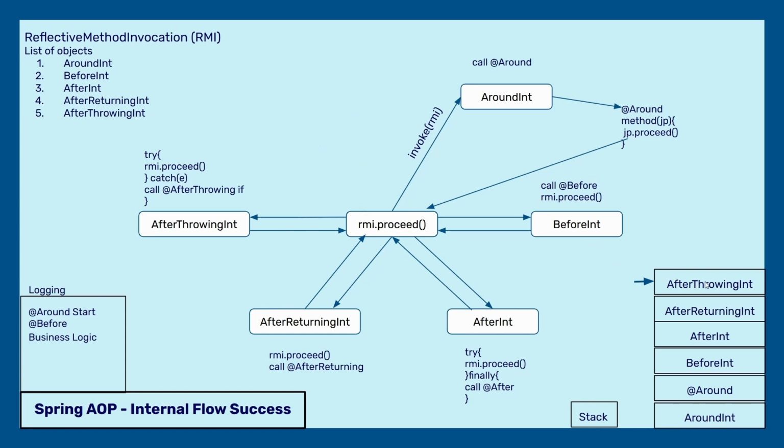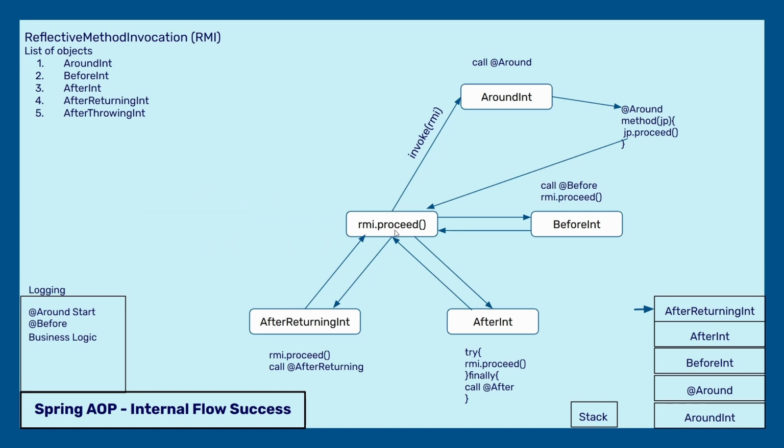Now the execution takes place from the stack. After throwing interceptor is in the stack, it pops up, then the stack points to the after returning. Here in the after throwing, since there is no exception, this part of the code doesn't execute. The invoke method of this after throwing interceptor completes, and since it completes, we'll just remove it. And since every execution is completed from the after throwing interceptor, this also goes off.